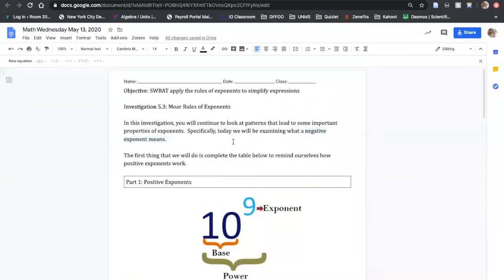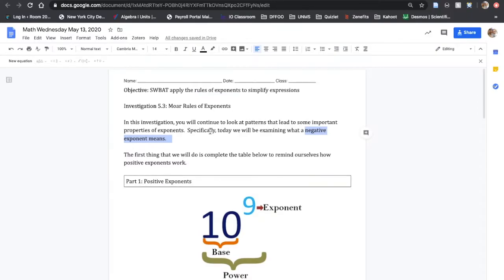So, our objective for today is the same one that we've been doing for the past couple of days. We're learning how to apply and understand the rules of exponents. All right. So, today's lesson is going to look slightly different than the last two because the main thing that we're trying to focus on today is some rules that have to do with negative exponents. So, to try to figure out what it means to have a negative exponent, we're first going to look at an example with some positive exponents.